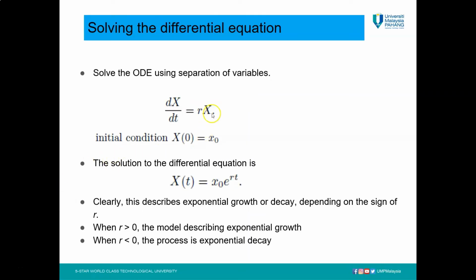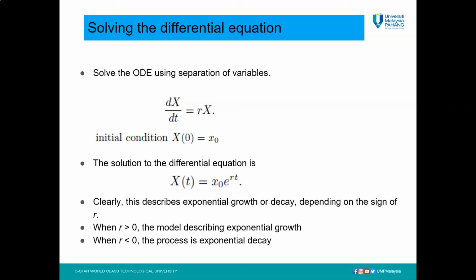We have a simple equation, dx/dt equal to rx. For this model equation, we can solve it analytically. We can find the exact solution by using separation of variables technique. The solution of the differential equation is x(t) equal to x naught e to the power of rt. Clearly, this describes exponential growth or decay depending on the sign of r. When r is greater than 0, the model describes exponential growth. When r is less than 0, the process is exponential decay.